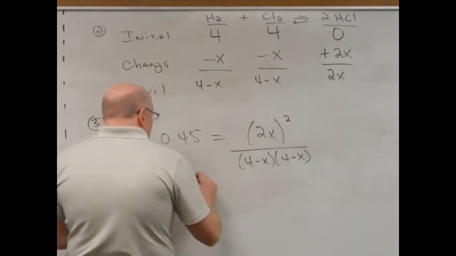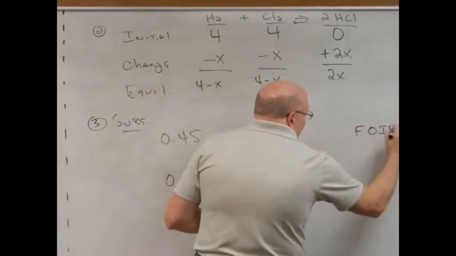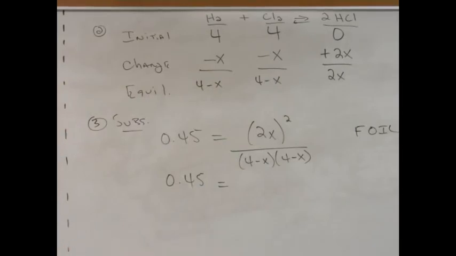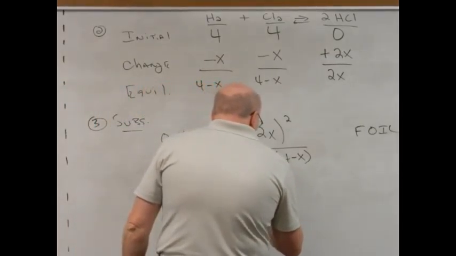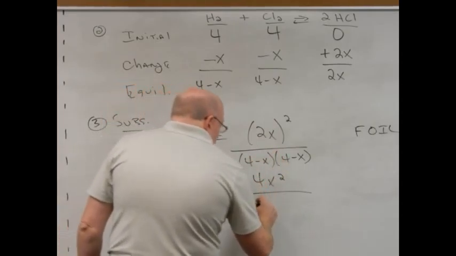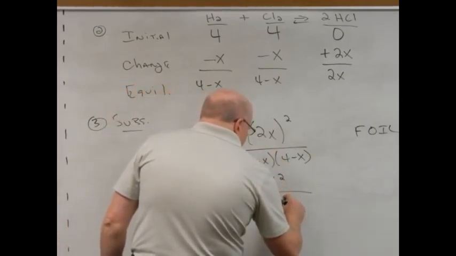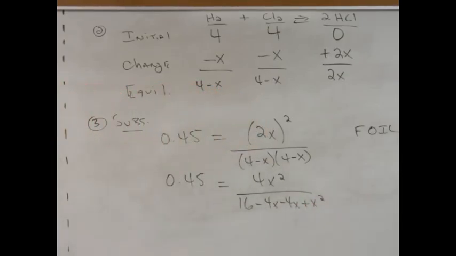16. If you remember FOIL: first, outer, inner, last. We thought that was dead years ago. We might as well take care of the top. 2x squared is 4x squared. So we'll take care of the top, 4x squared. On the bottom, it's 16 minus 4x minus 4x plus x squared. So it's just 16 minus 8x plus x squared.